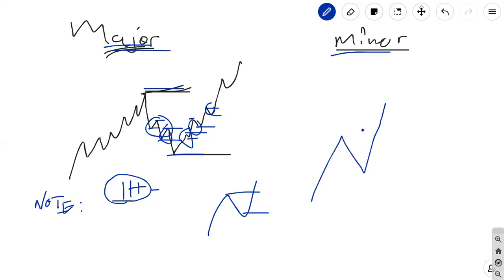For example, if I observe the 4 hour time frame, I need to see the major structure, and inside it I need to find the small minor structure at that same time frame, the 4 hour. And then you will be able to trade the major and minor structure.